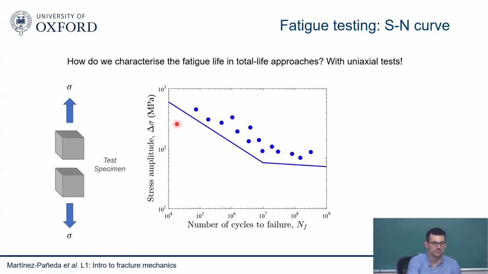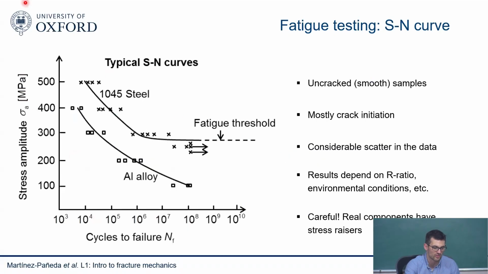Eventually you get enough points that you can draw a line, and this is your SN curve. You can use this curve to design. And SN curves look a little bit like this. This is stress amplitude again versus cycles to failure. This is for a given steel, for an aluminum alloy. And you can see a few things here. First, we're dealing with uncracked smooth samples. This is not a fracture test by any means. So mostly we deal with crack initiation.